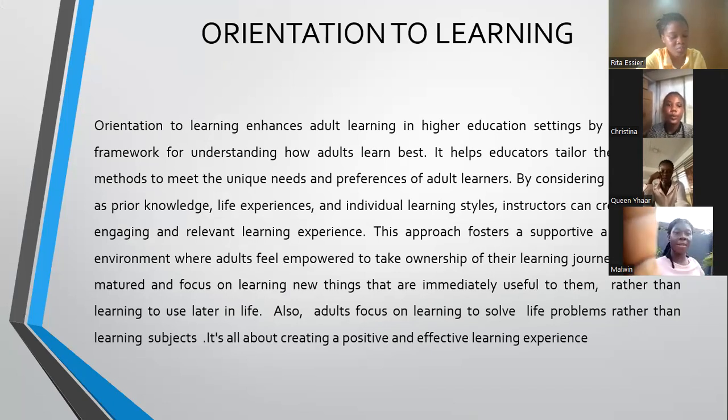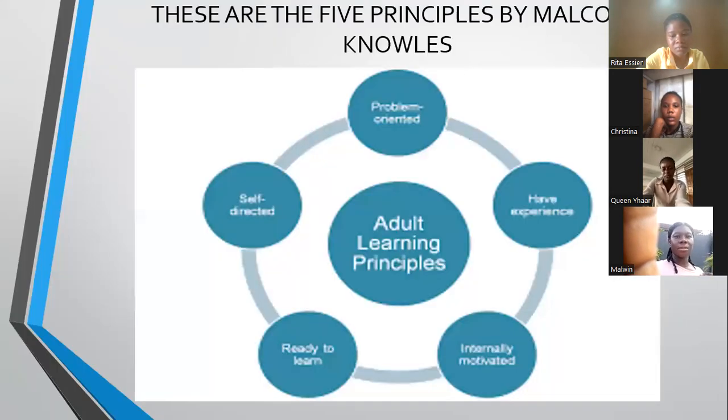Okay, to talk about the last assumption of Malcolm Knowles, which is orientation to learning. Orientation to learning enhances adult learning in higher education settings by providing a framework for understanding how adults learn best. It helps educators tailor their teaching methods to meet the unique needs and preferences of adult learners. By considering factors such as prior knowledge, life experiences, and individual learning styles, instructors can create a more engaging and relevant learning experience. This approach fosters a supportive and inclusive environment where adults feel empowered to take ownership of their learning journey.